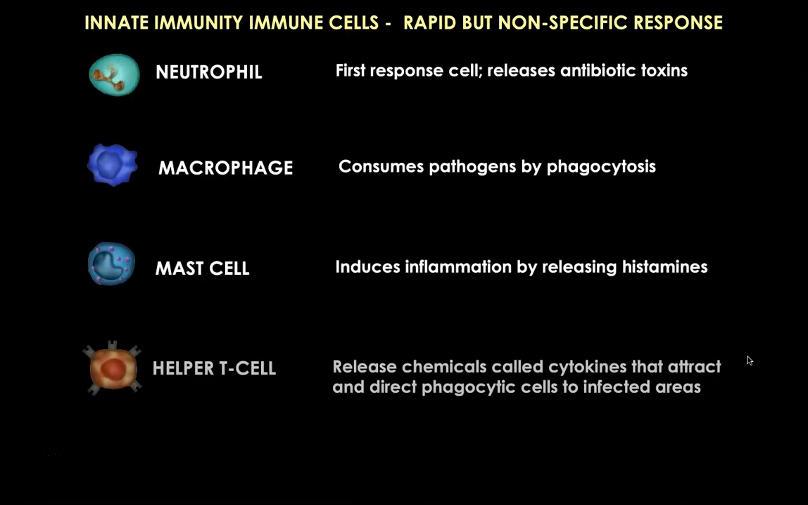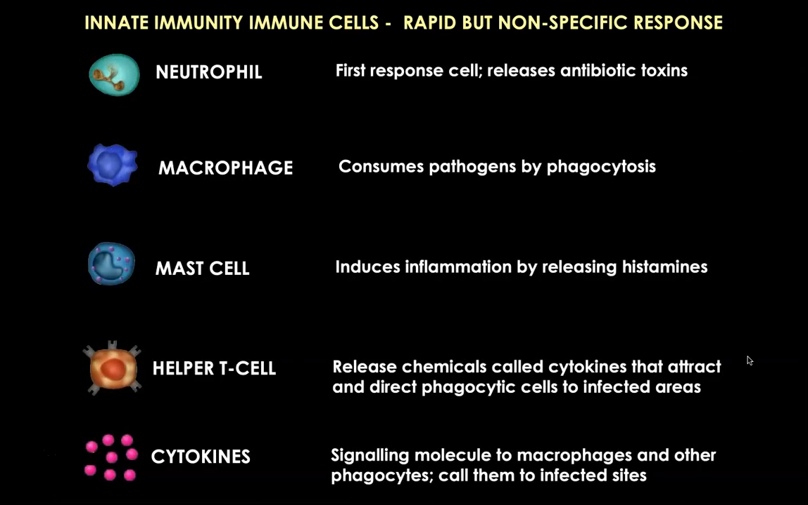Okay, just a little vocabulary here: all of the cells and proteins, the cytokines of your second line of defense, your neutrophils, macrophages. These are mast cells, which also help to induce inflammation by releasing histamines, and then those helper T cells.